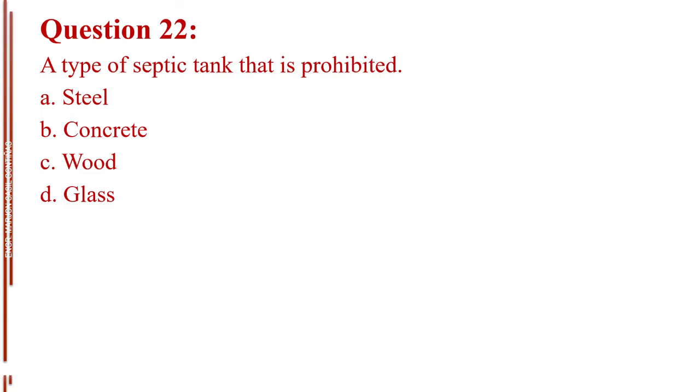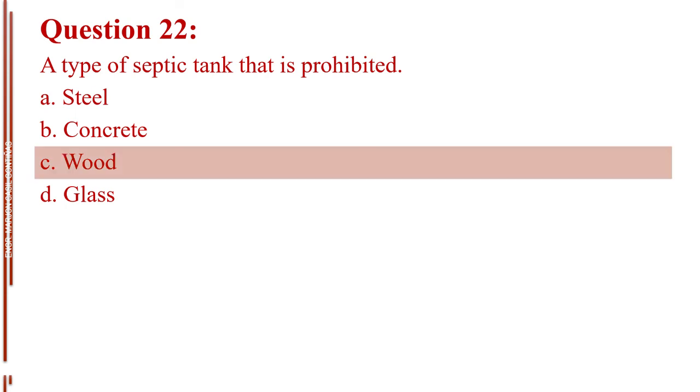Question number 22. A type of septic tank that is prohibited. Letter A, steel. Letter B, concrete. Letter C, wood. Letter D, glass. The answer is letter C, wood.